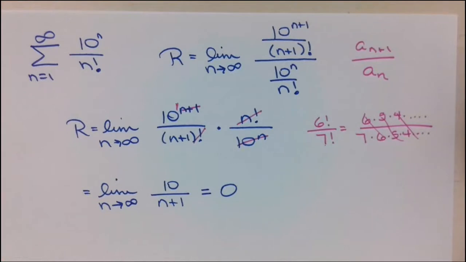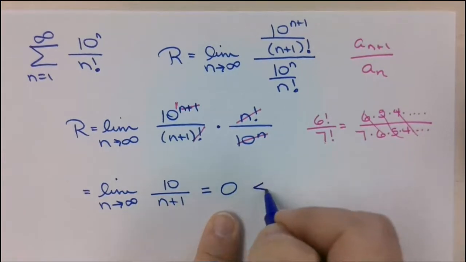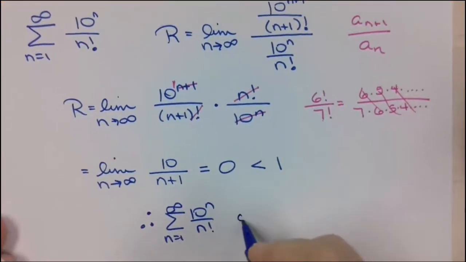Now, once we have the limit calculated, we always want to compare to 1. Is this number greater than 1, equal to 1, or less than 1? And in this case, 0 is obviously less than 1. And if you remember from our analysis piece, that means, therefore, that my series converges.